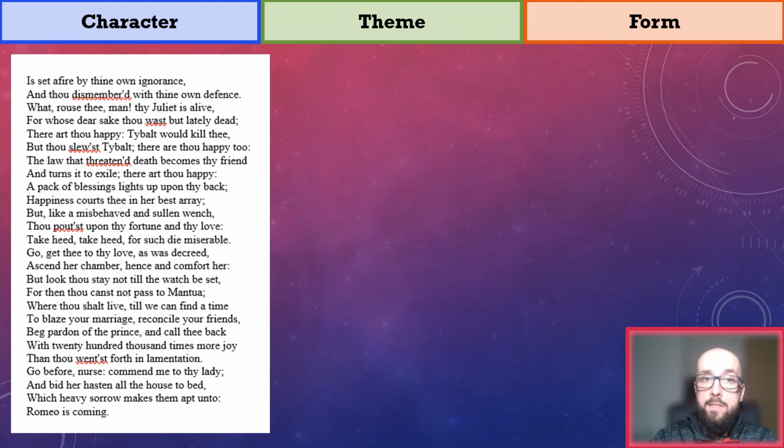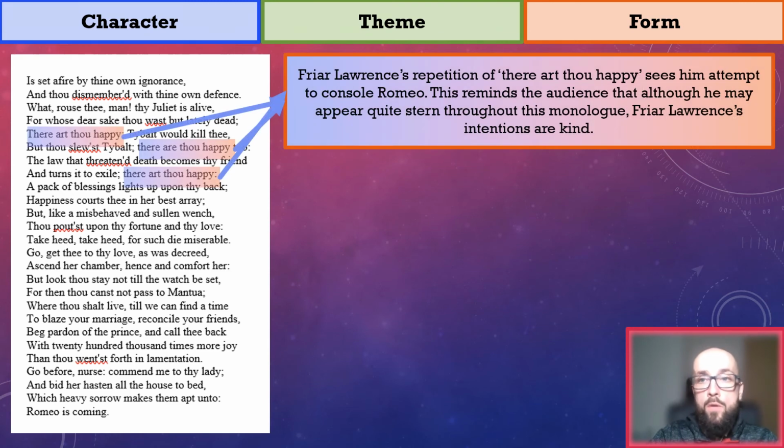Continuing with Friar Lawrence's monologue, I would like to draw attention to his repetition of "There art thou happy," which he says in relation to Romeo's circumstances and how they aren't actually all that bad. This attempt to console Romeo reminds the audience that although Friar Lawrence appears to be quite stern throughout his monologue, his intentions are actually quite positive. All he wants to do is be kind to Romeo and ease his apparent devastation.